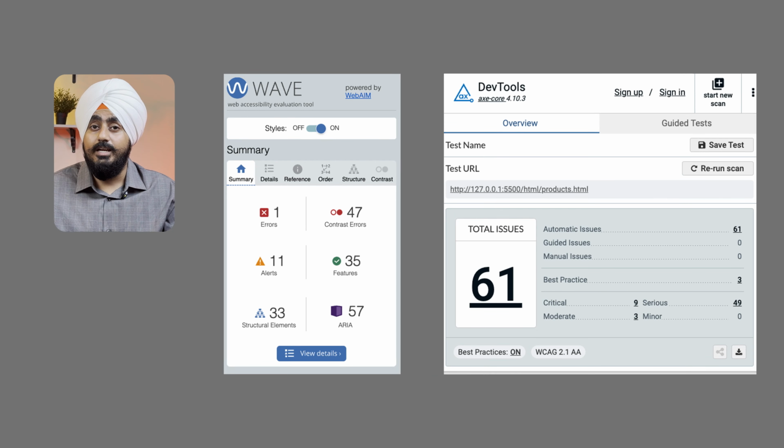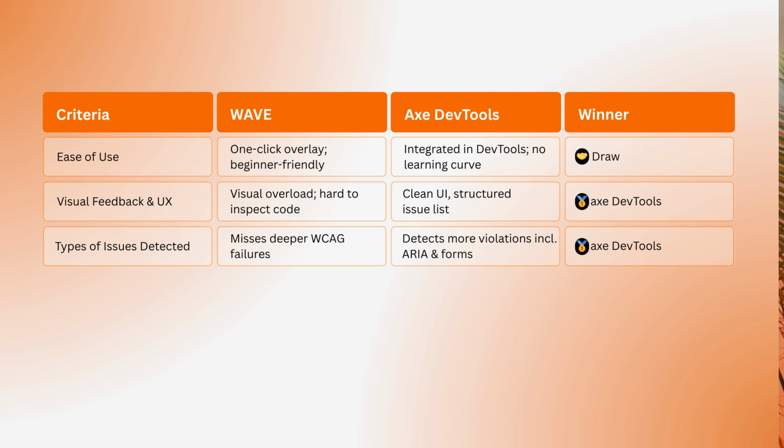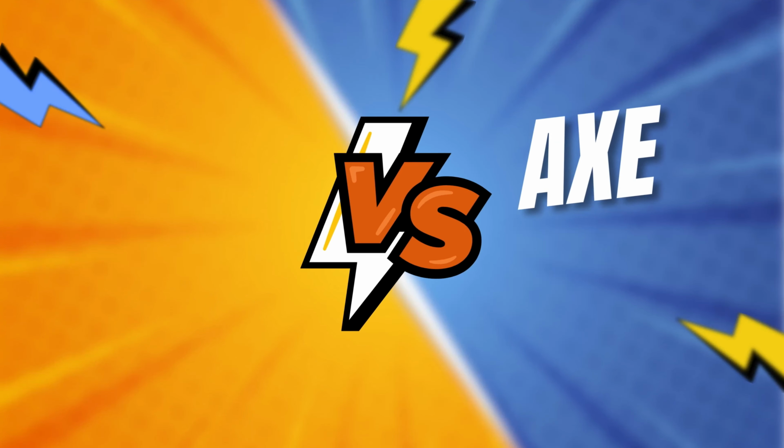DevTools, on the other hand, went deeper. It found additional issues that Wave did not, like heading levels should increase by 1 and ARIA misuse that Wave completely skipped. So when it comes to detection power, DevTools clearly takes the win. And for testers who want to cover all the accessibility violations, that's a big deal.